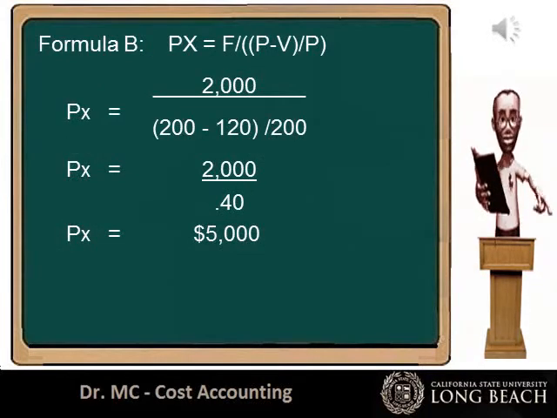Let's use Formula B on our previous example. If we substitute the given price of $200, variable cost per unit of $120 and fixed costs of $2,000, we get a break-even point in gross sales dollars of $5,000.